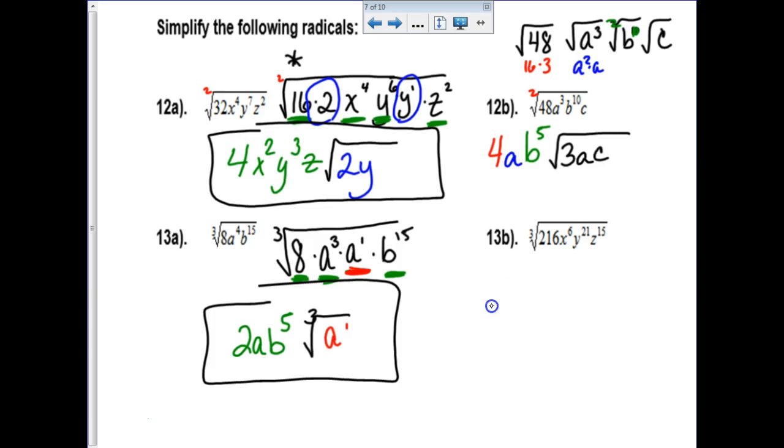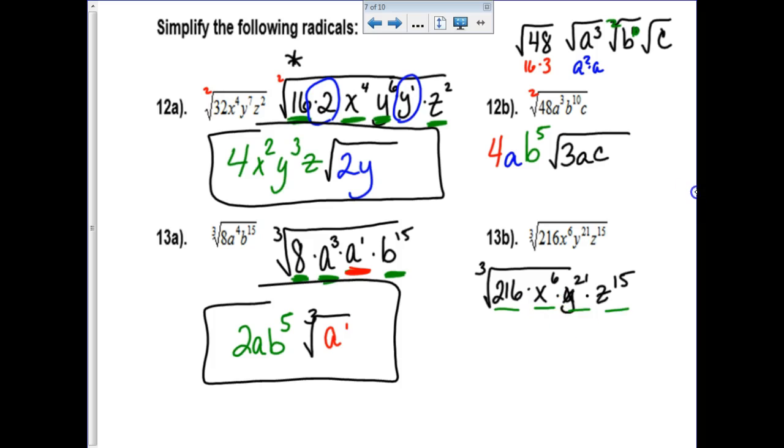Alright, same idea here. Things that can reduce, let's do it, otherwise leave them. So 216 is a perfect cube, leave it. X to the 6 will reduce beautifully, leave it. 21, beautiful, leave it. Oops, that's a y. And then z to the 15, perfect, leave it. So everything reduces, we're not going to have any radical left. Cube root that, and that.